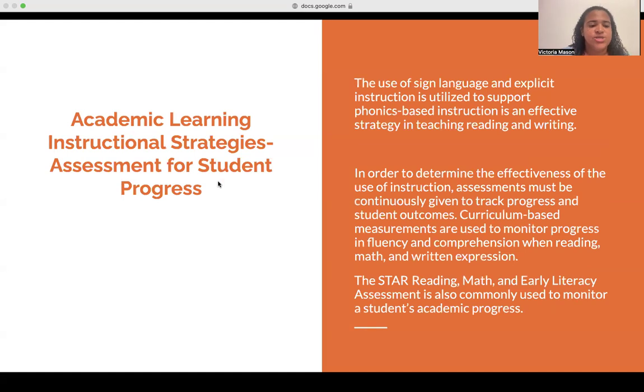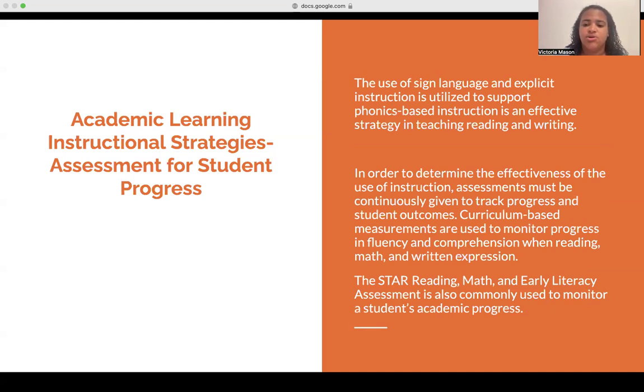And the next intervention is assessment for student progress. The use of sign language and explicit instruction to support phonics-based instruction is an effective strategy in teaching reading and writing. In order to determine the effectiveness of the instruction, assessments must be continuously given to track progress and student outcomes.